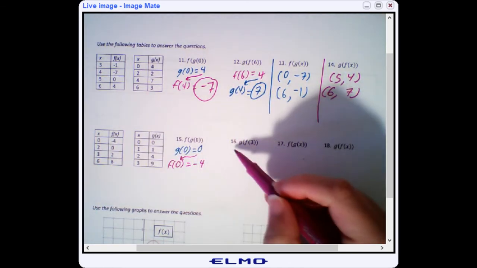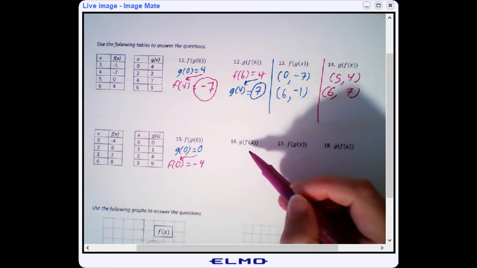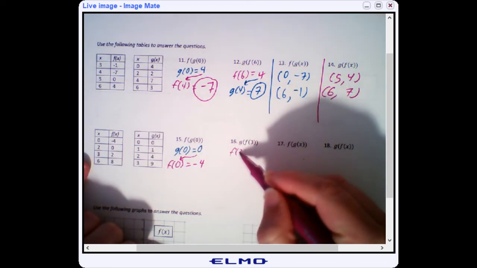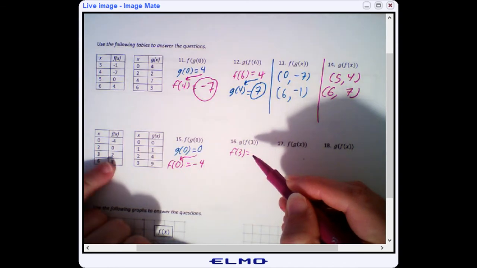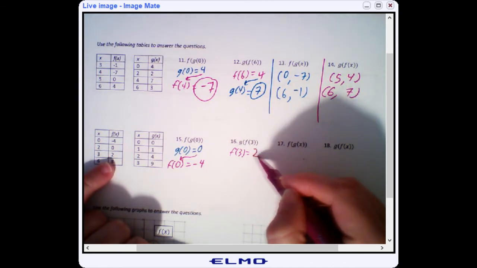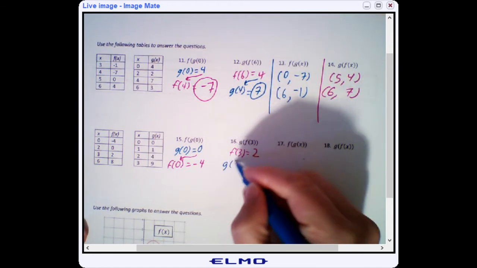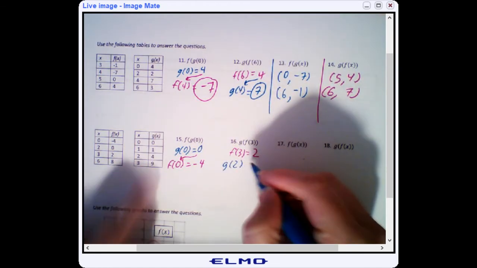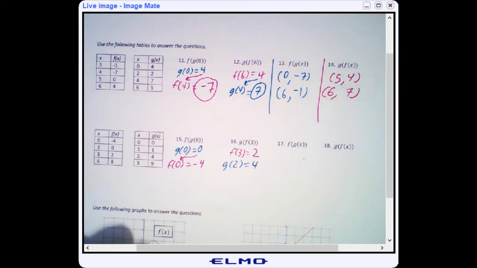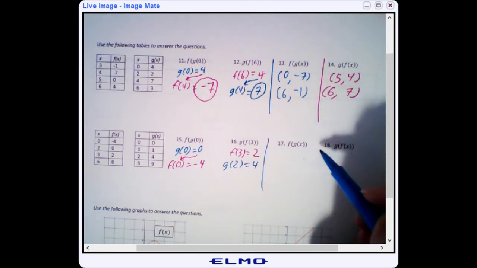Now I have g of f of 3. So I'm starting in the f first. f of 3 goes to 2. And then g of 2 goes to 4. Then we're going to kind of just see what matches up.